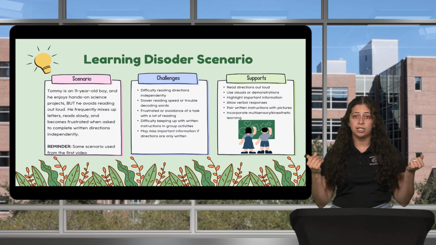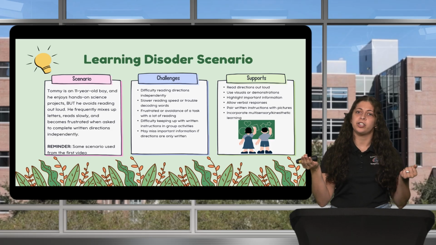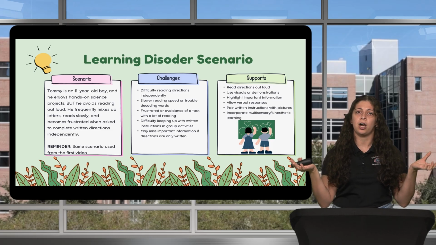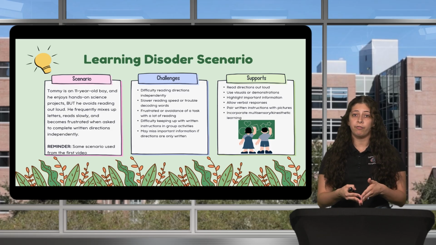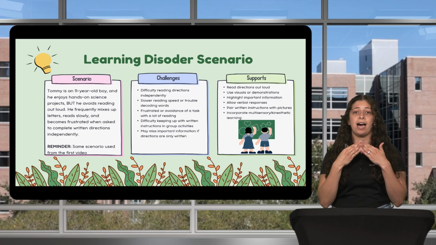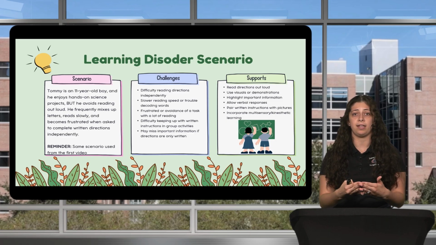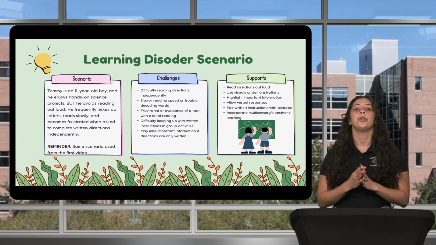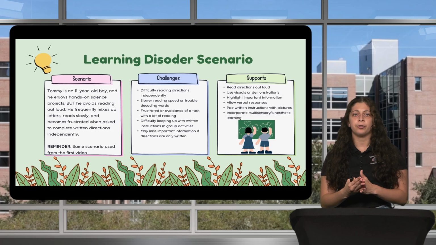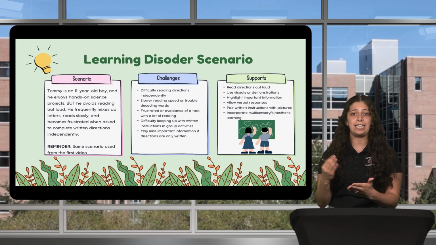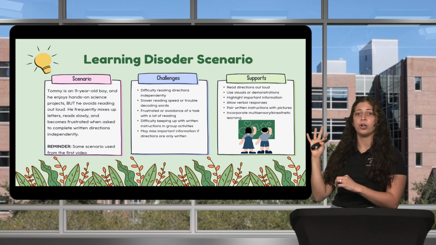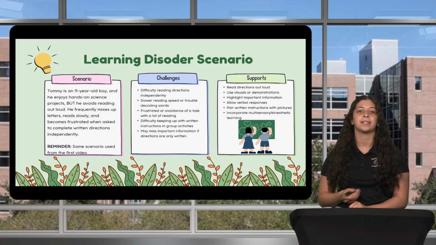Now, knowing these possible challenges, the follow-up question is, what simple support could help Tommy participate successfully in this situation? Some helpful supports include reading directions out loud, which reduces decoding demands and supports comprehension, and using visuals or demonstrations to support multisensory learning. For example, instead of only providing a written instruction for a science activity, a volunteer could demonstrate each step while showing a picture or sample of the finished product.